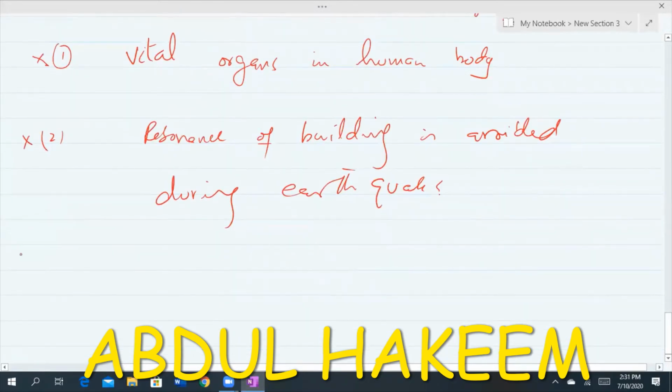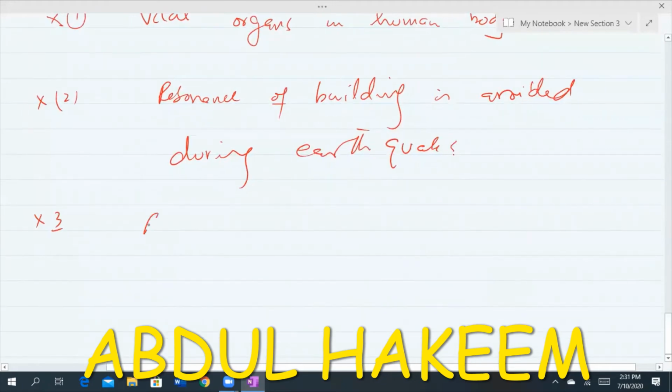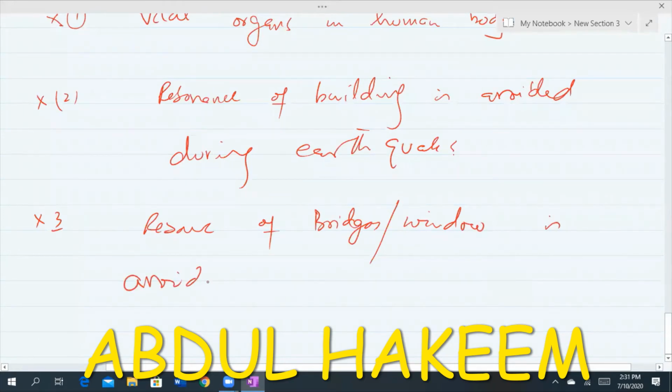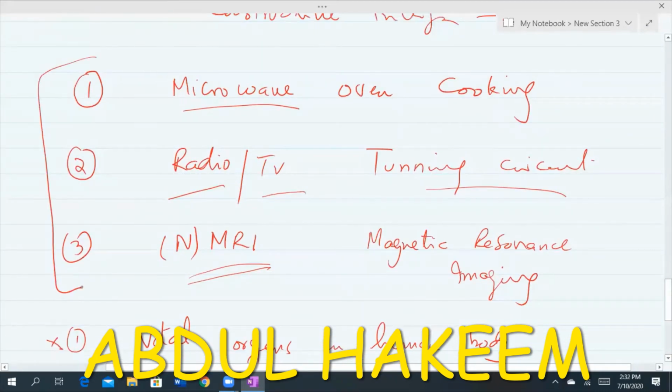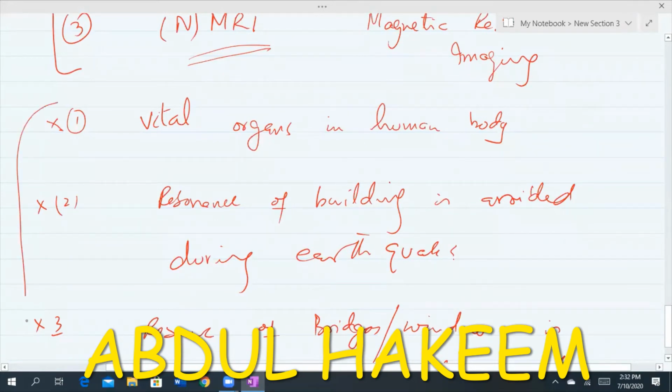Otherwise, the building will fall. And number three, resonance is also avoided in windows and bridges. Resonance of bridges and windows is avoided during a thunderstorm. So, three examples in which it's useful, and three examples in which we have to avoid it, otherwise there will be a problem.